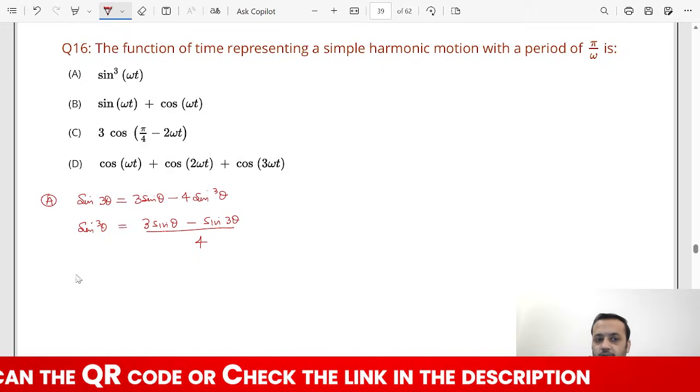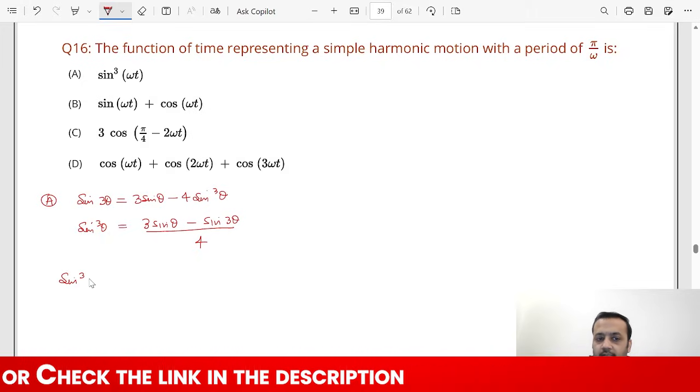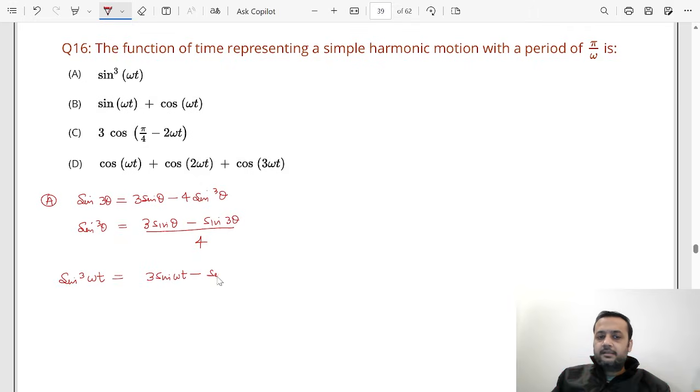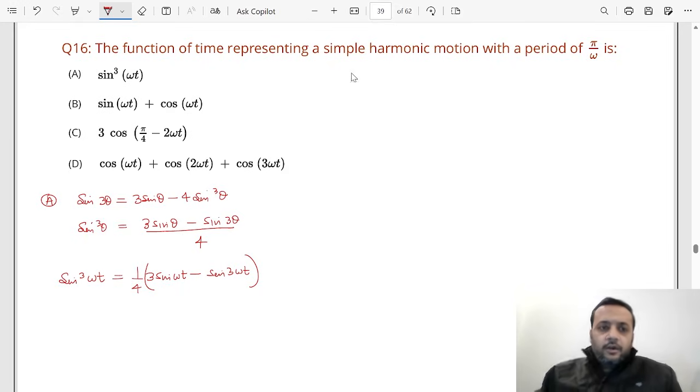So if I put theta as omega t here, sine cube omega t will be 3 sine omega t minus sine 3 omega t, and whole 1 by 4. Now these two are individually SHMs, but the combination will not produce SHM because they are of different angular frequencies. So here you will not get overall SHM. The question says that overall motion should be SHM and the period should be pi by omega. So this is wrong.